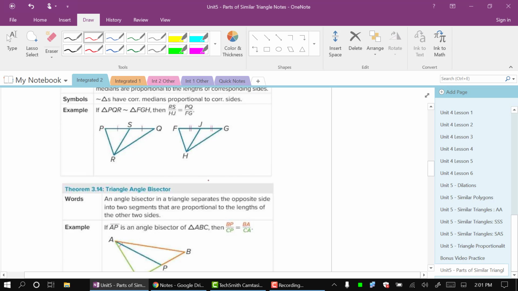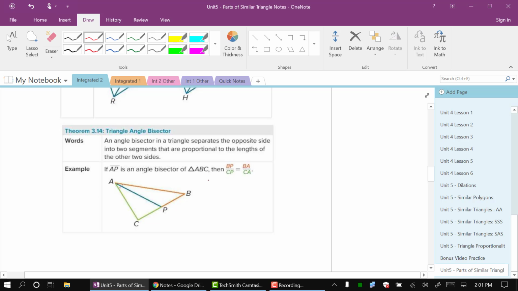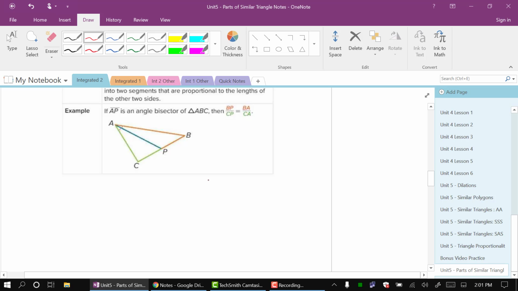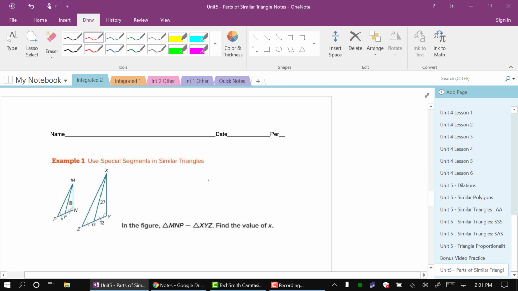And then our last theorem that we're going to be dealing with in this section is that an angle bisector in a triangle separates the opposite side into two segments that are proportional to the lengths of the other two sides. So let's take a look at our first example.